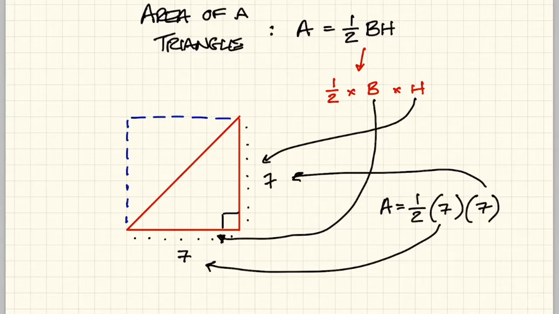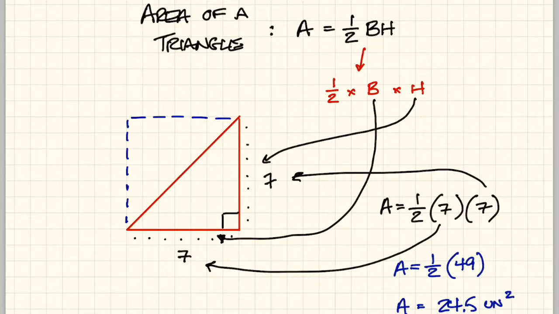The area of the square in this case would be 49. But when we work this down, my area would equal 1/2 times 49, or the area would be 24.5, and we say units squared.